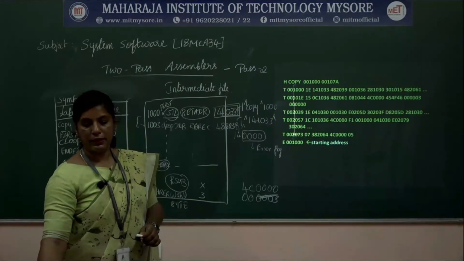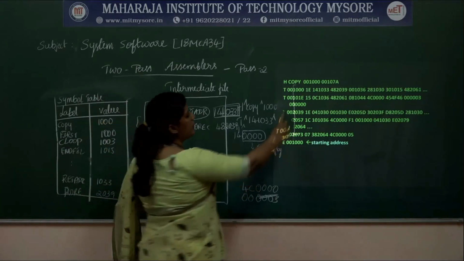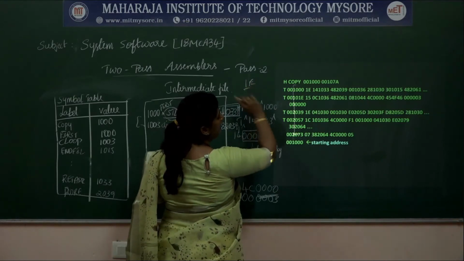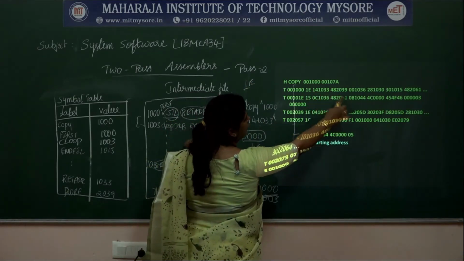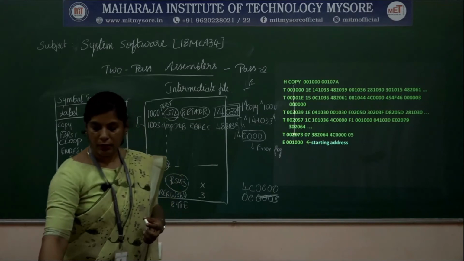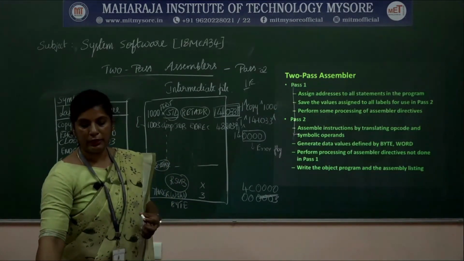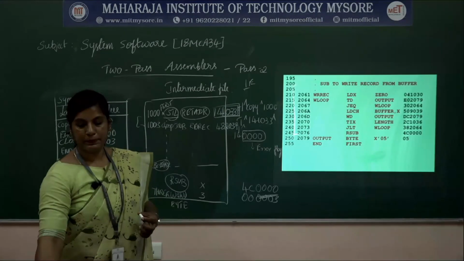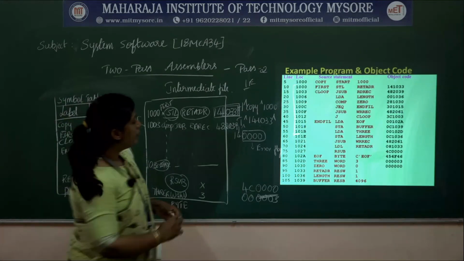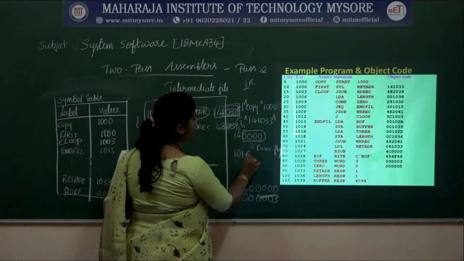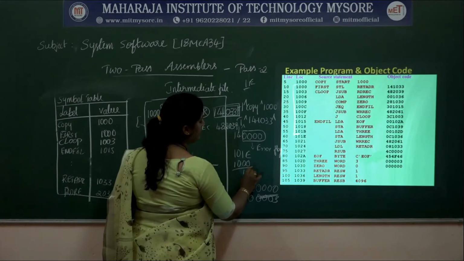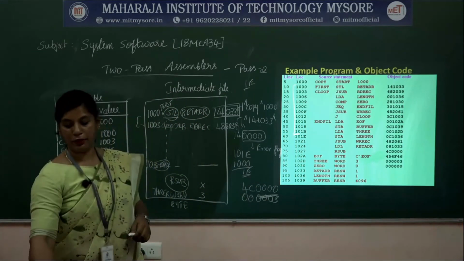You can observe that the starting address is 1000. 1E is the length of that object program. The length of the text record is calculated using the next program counter value, 101E minus 1000, so 1E is the text record length in that particular record.